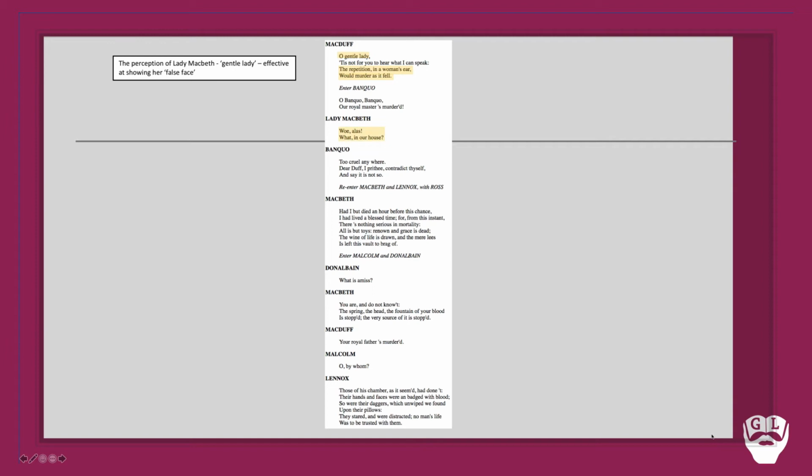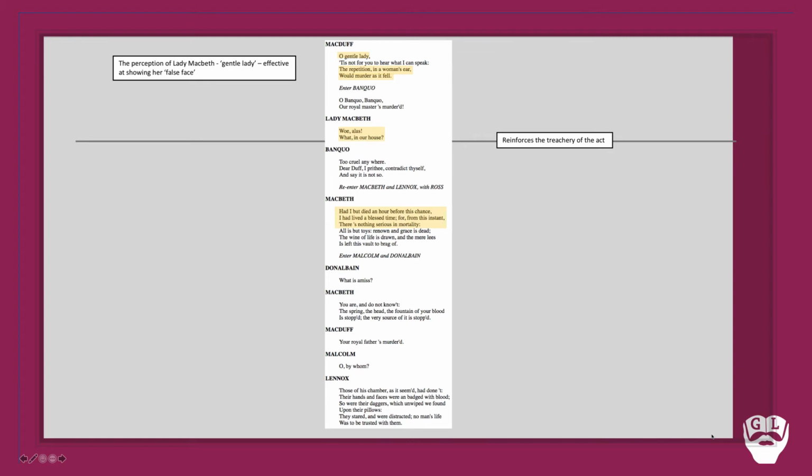Banquo then enters and is told. Lady Macbeth then says, "Woe, alas, what's in our house?" She's reinforcing here, wittingly or unwittingly, the treachery of the act. It was one thing to murder the king, but to murder the king in your own abode, in your own house where you're giving him protection, is the worst form of treachery that can possibly be seen here. And Lady Macbeth, knowingly or unknowingly, shows that.